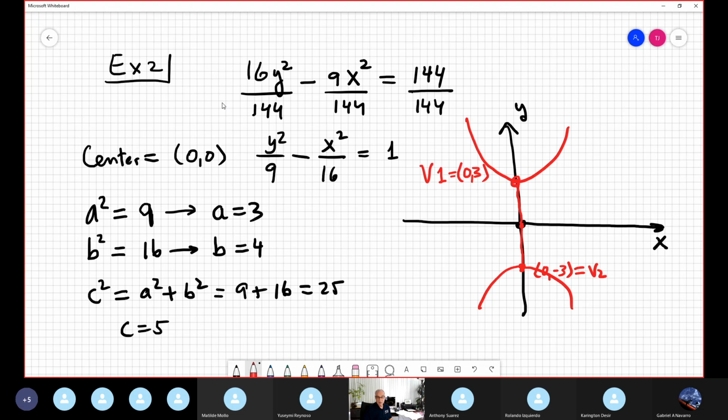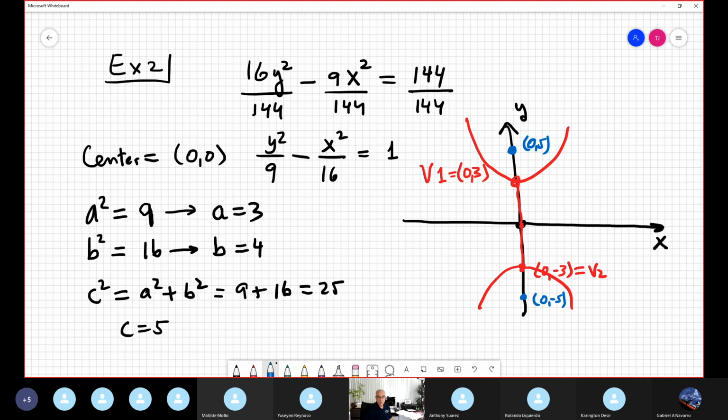Complementary idea to finish the graph: the focal distance. Here is 5, and 4, 5 here. 0,5 and 0,-5. That distance is 5, guys. Right? This is -5.